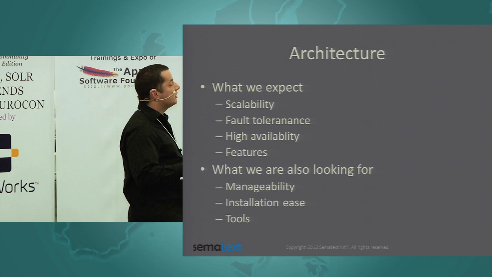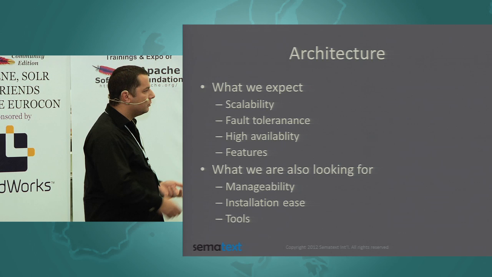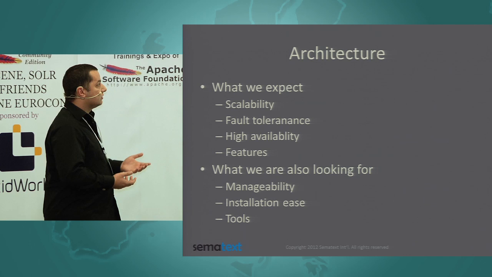First of all, some general view. What do we expect from a search server architecture? We expect scalability, fault tolerance, high availability, and of course, features. We want to use faceting, we want full text search queries, we want grouping, we want collapsing. We also want span queries, filtering, and things like that.